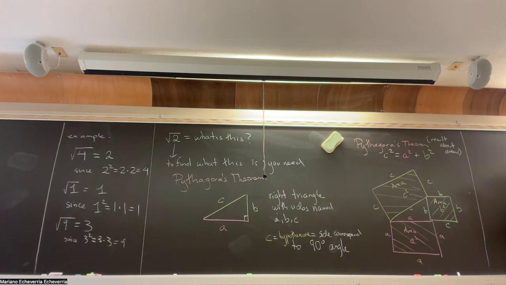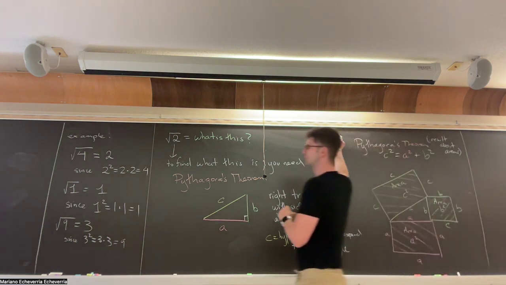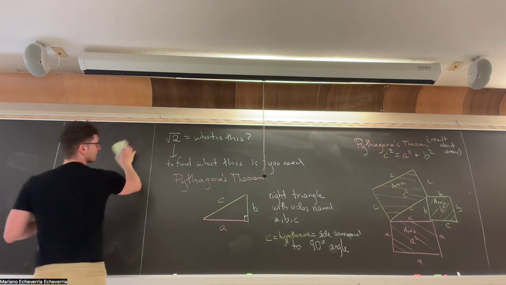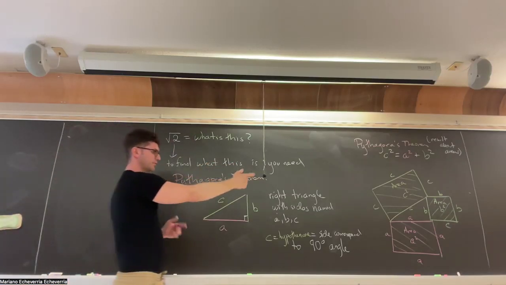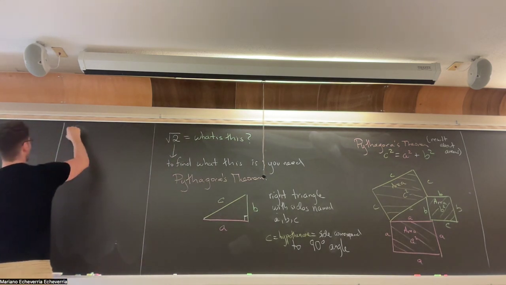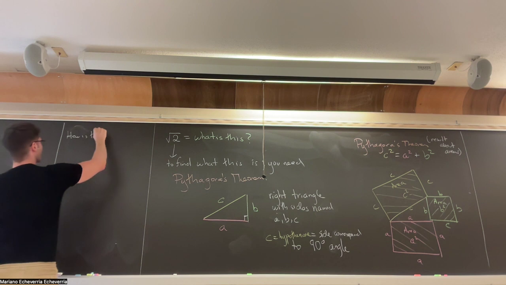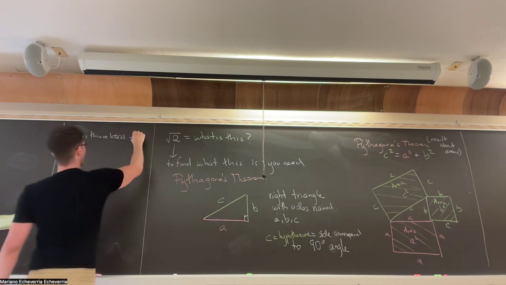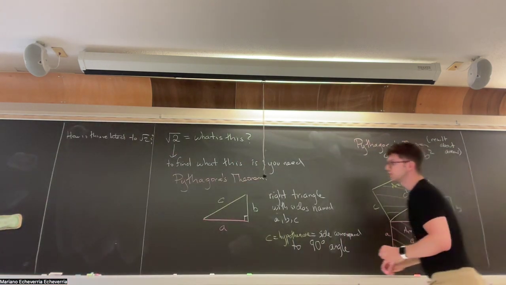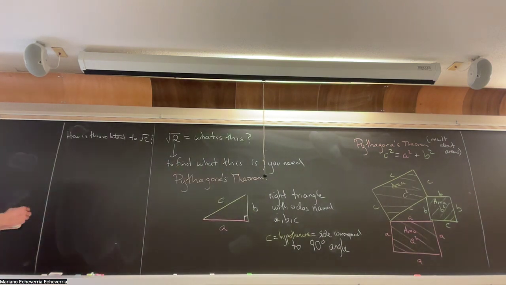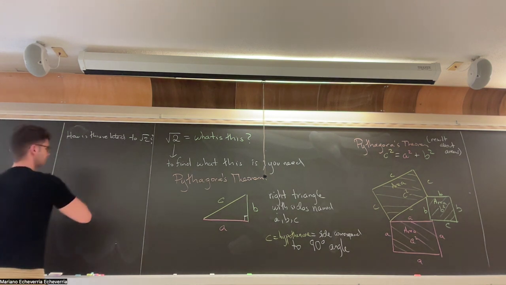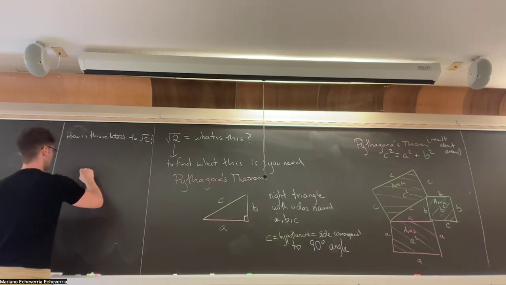Now, why is this related to the square root of 2 business? So let me go back to square root of 2. So what does this have to do with square root of 2? Because if you do this, then what you can do, for example, is draw a right triangle that also happens to be isosceles. Isosceles just means that two of the sides are the same. And we do it like this.